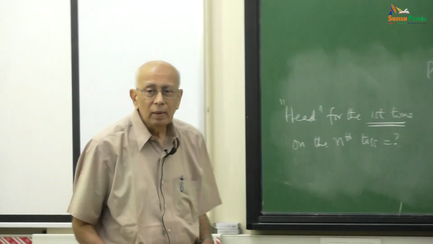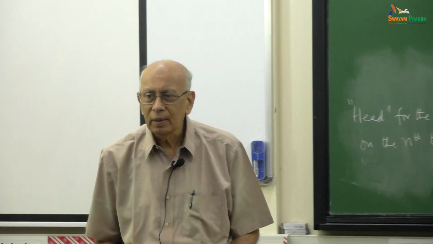Unfair coin. Fair coin, it's a trivial problem. But we'll do the unfair coin first and then generalize, use P equal to half. What's the probability that I get a head for the first time in the nth toss? Now, what's the random variable? When you do any probability problem, you should first identify what's the random variable and what are the possible values it can take, which is called the sample space.